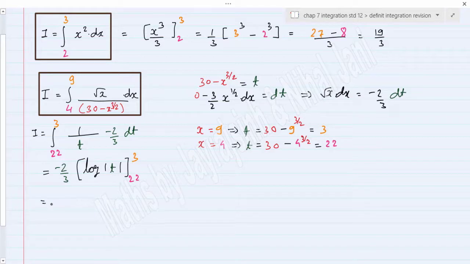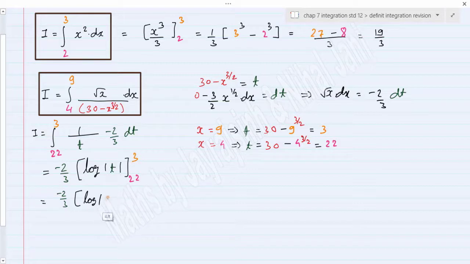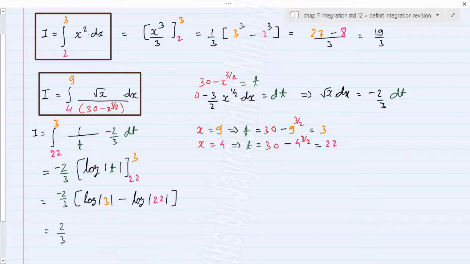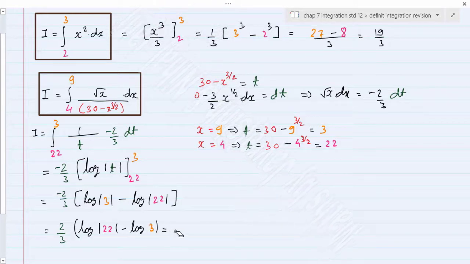So we can say minus 2 by 3 log mod upper limit, which is 3, minus log mod lower limit, which is 22. If we multiply minus within the bracket, we will get 2 by 3 into log mod 22 minus log 3. So we can simplify this as 2 by 3 log 22 by 3. This is your final answer. Ta-da!